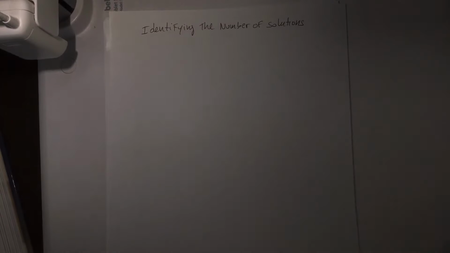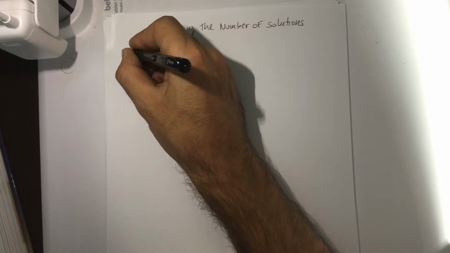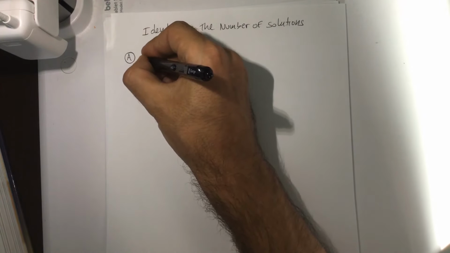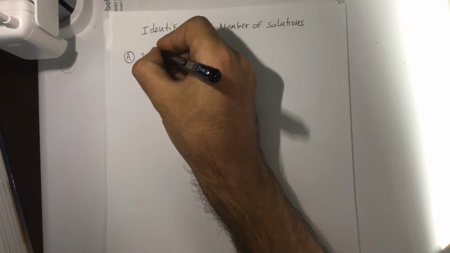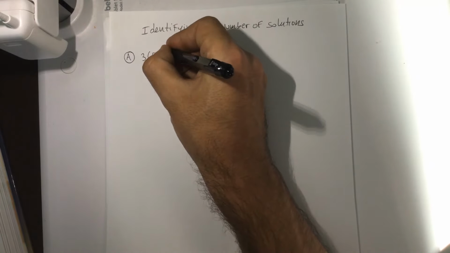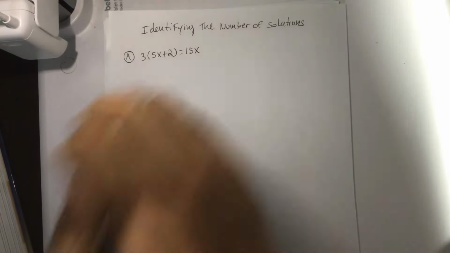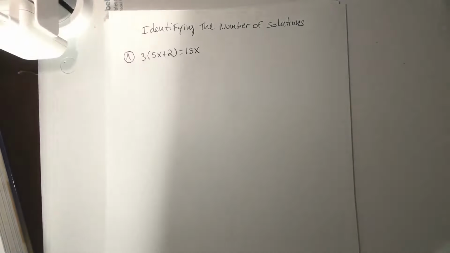So let's talk about now identifying the number of solutions of linear equations. All right, so let's start with this example here. We got 3 times (5x plus 2) equals 15x. Now, when you're solving linear equations, most of the time you're going to have one solution. But sometimes you can have an infinite amount of solutions, or sometimes you can have no solution at all.